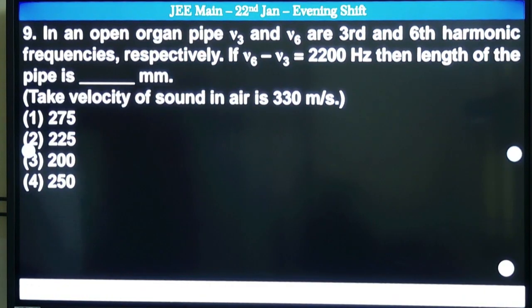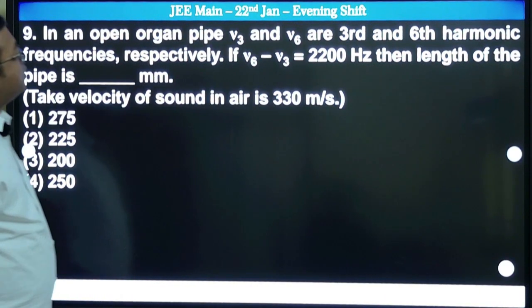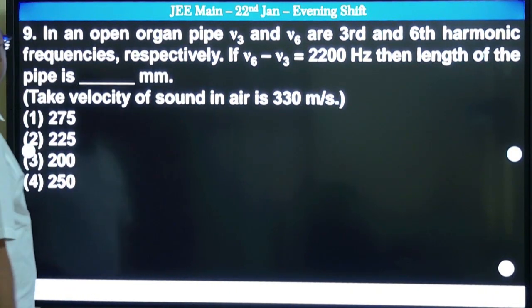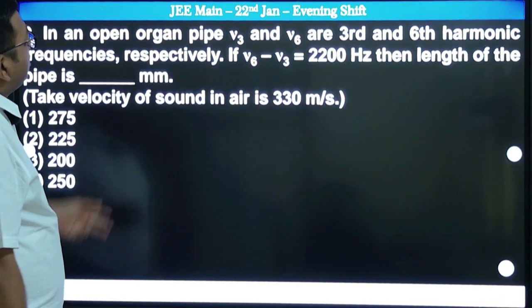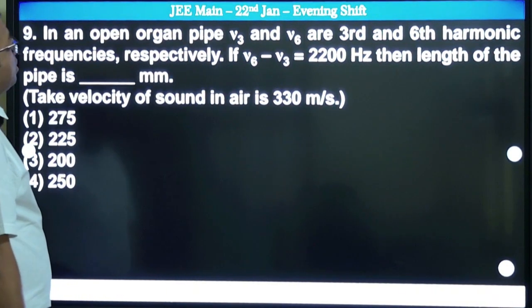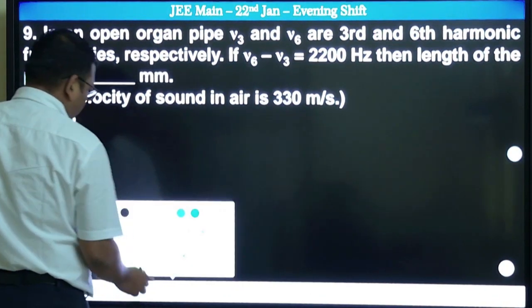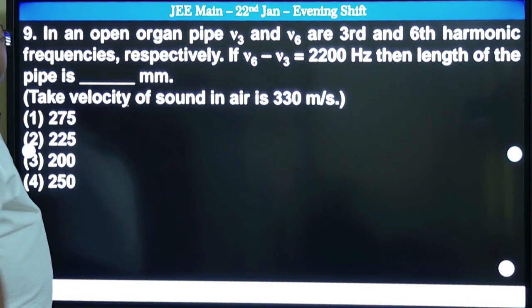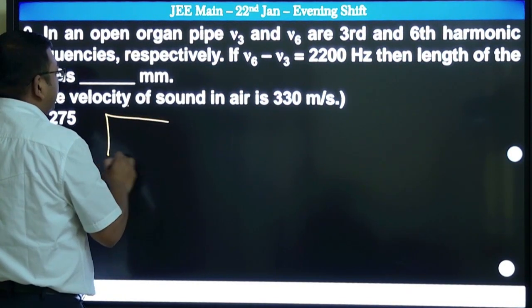In an open organ pipe, V3 and V6, I think these are frequencies, third and sixth harmonic frequencies respectively. If the difference of this is given, then length of pipe is. Direct formula is there. What is that? Open organ pipe. This is open organ pipe like this.